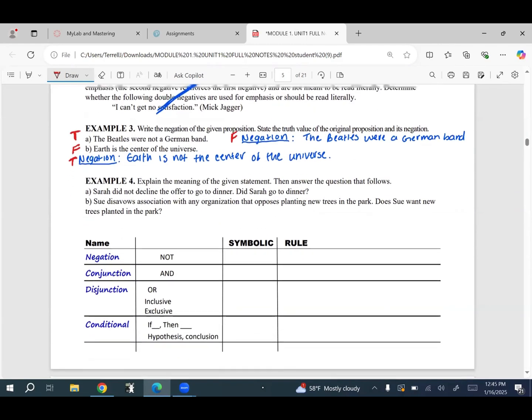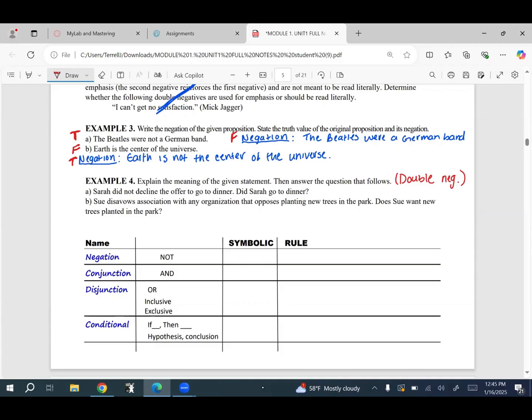Okay. Let's look at this next example. It says, explain the meaning of the given statement, then answer the question that follows. So the idea here that I'm addressing in example 4 is about double negatives, and I'm going to show you that. So it says, Sarah did not decline the offer to go to dinner. Did Sarah go to dinner? Yes. This is just an exercise used to test reading comprehension.